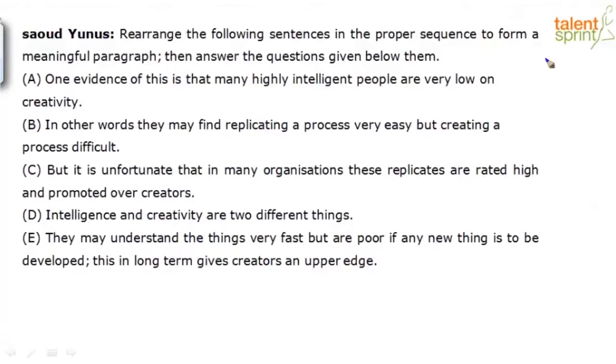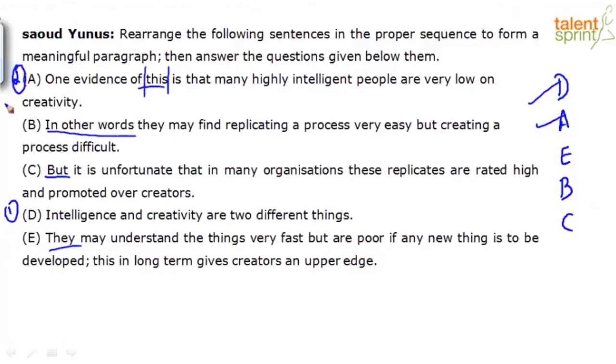I'm going to use Parikh's sequence. Parikh says D, A, E, B, C. Anybody has anything different? One evidence of this can't be my topic sentence. In other words, something has to be there before it. D, A, E, B, C. But, contrast clue word can't be the start. Intelligence and they may. So I know that D is my topic sentence. Correct. So this is one. Intelligence and creativity are two different things. So one evidence of this is that many highly intelligent people are very low on creativity. Okay. So this is also correct.